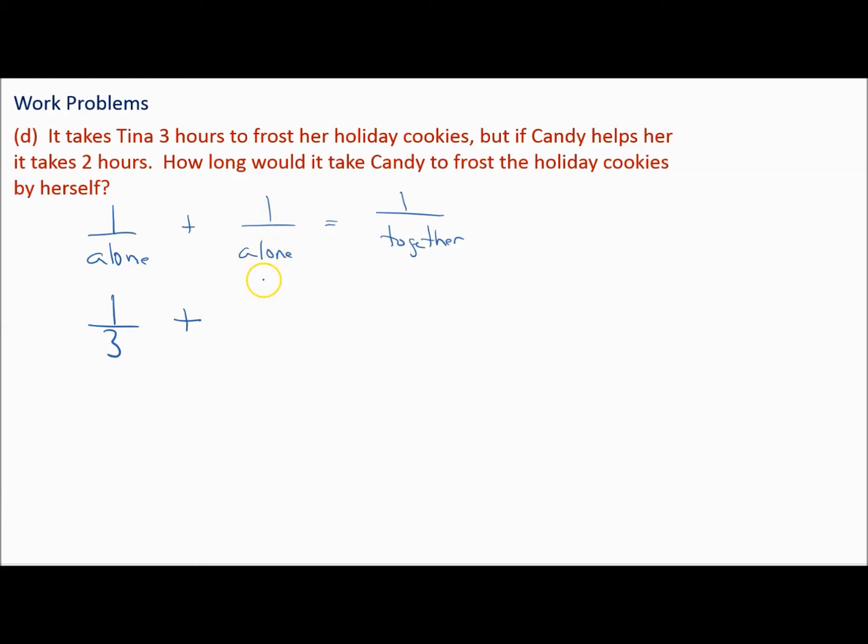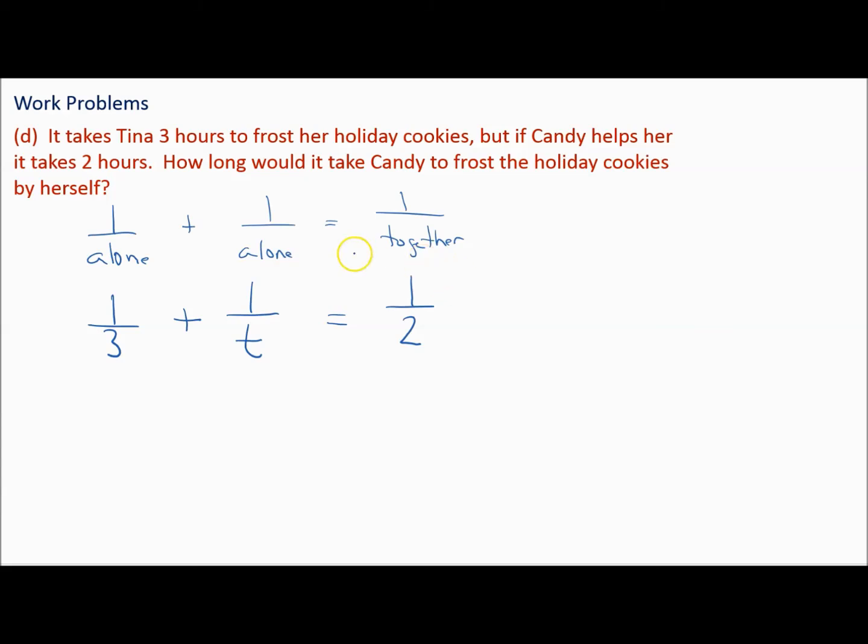Plus another alone time. Do we have another alone time? Well, no, because the 2 hours is if they work together. So that must go over here in the together time. That's 1 over 2, or half the cookies in an hour. And what we're missing is Candy by herself. That's the one we don't know. So we're going to say that's 1 over t, where t is the time for Candy to frost the cookies all by herself. So by now, you know the drill.